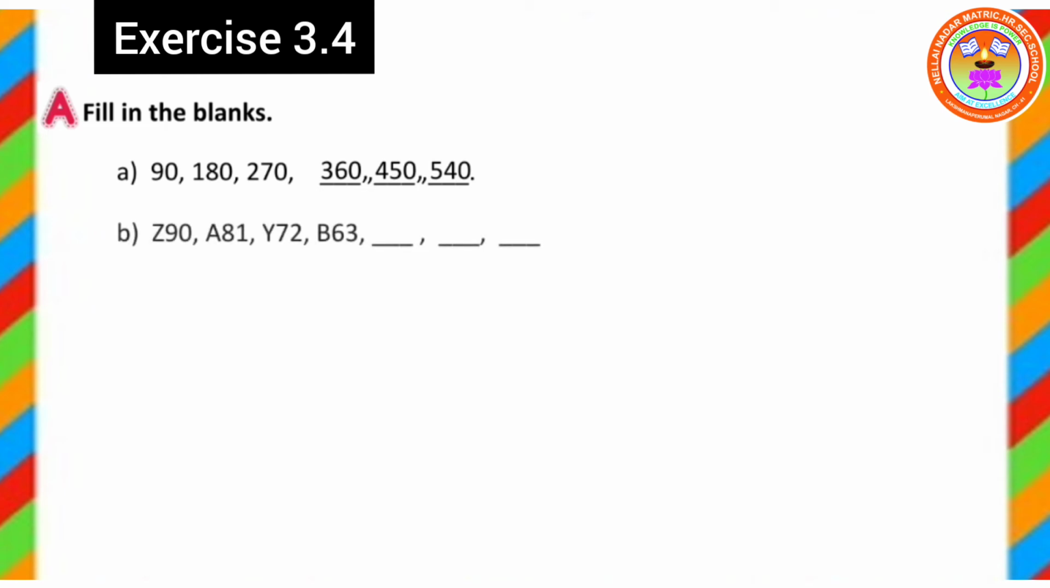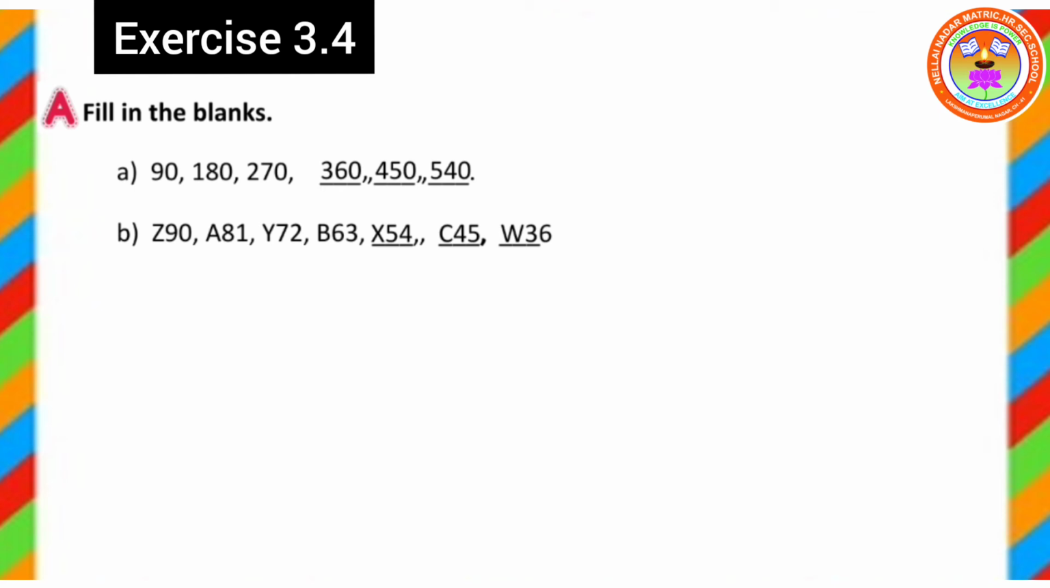B, Z, 90, A, 81, Y, 72, B, 63. That is the reverse of the 9 table. 90, 81, 72, 63. What is next? 54, 45, 36. Z, one leave it, after Y. After leave it, Y. Before what is that? X. After leave it, X, before W.